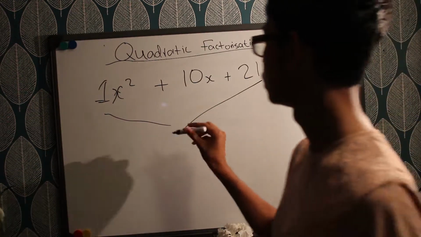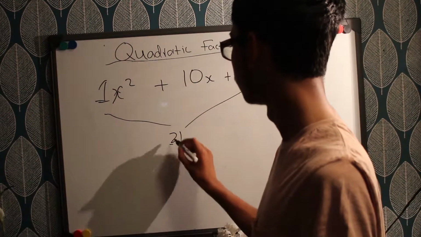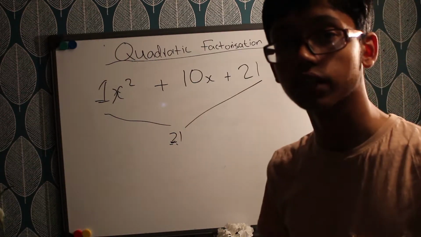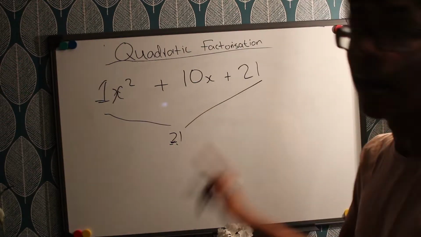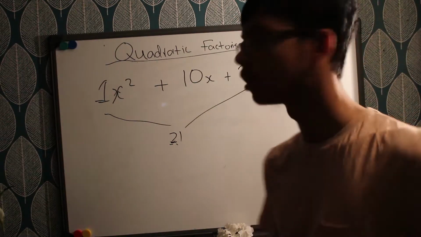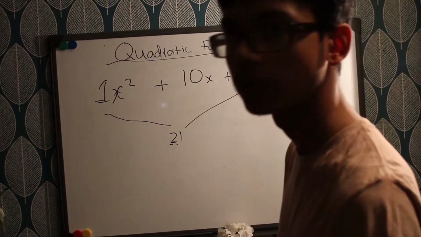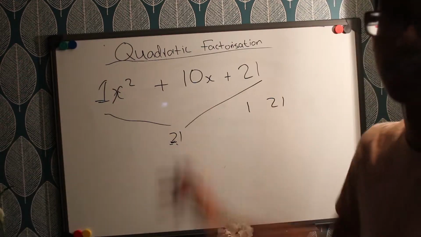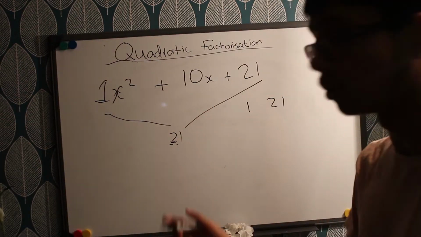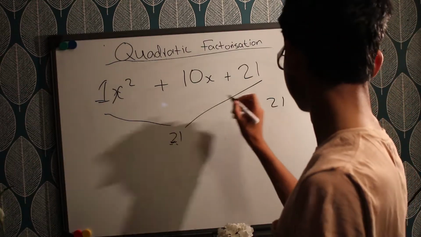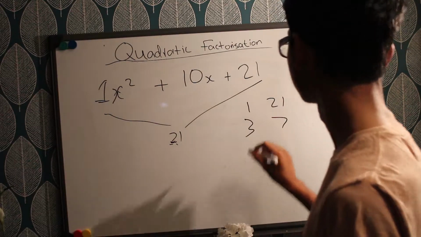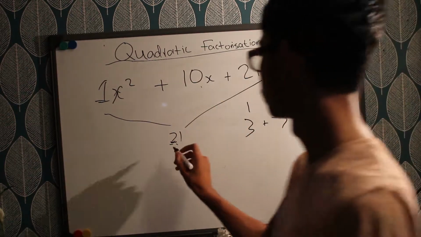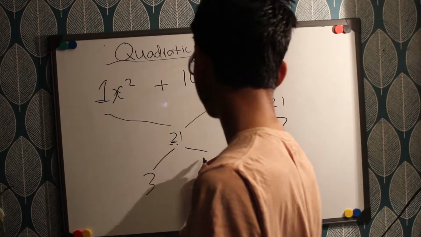So 1 times 21 is 21. Now we need to find 2 numbers that multiply to get 21, but add to get 10. We can list out all the factors of 21. There's 1 and 21, but you can't get 10 that way. Let's do 3 and 7. 3 times 7 is 21, and 3 plus 7 gets 10. So the 2 numbers are 3 and 7.